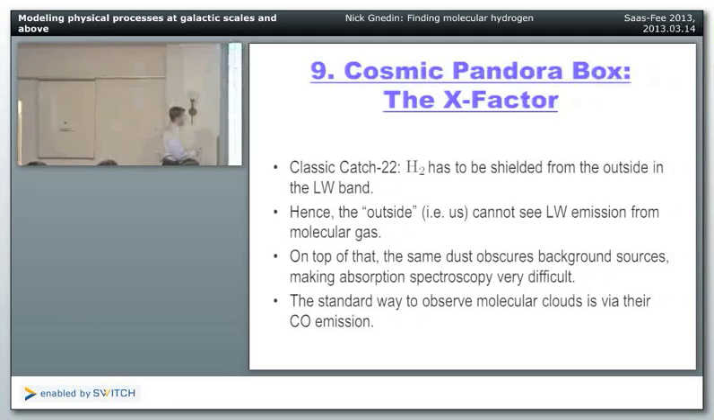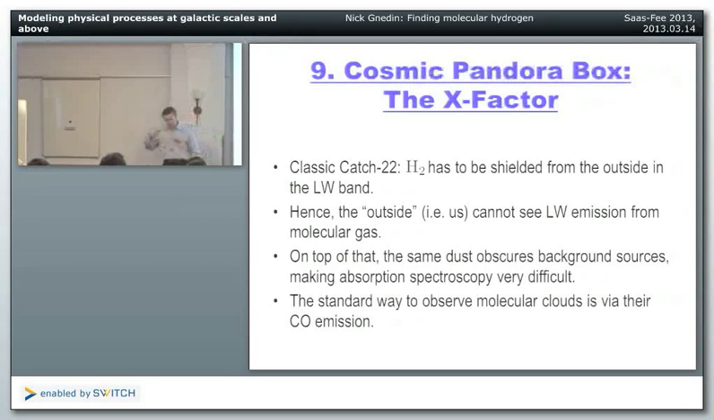So there's this classic catch-22. H2 has to be shielded from the radiation from outside in order to exist. But at the same time, it means that the outside, which includes us, cannot see emission from this molecular gas, because if H2 is shielded from us, then we are shielded from it. It goes both ways. So we actually cannot see Lyman-Werner emission from molecular hydrogen, because molecular hydrogen exists.